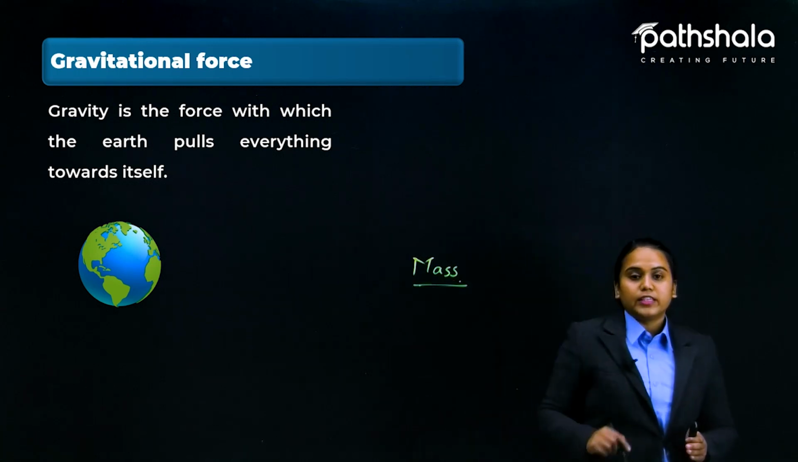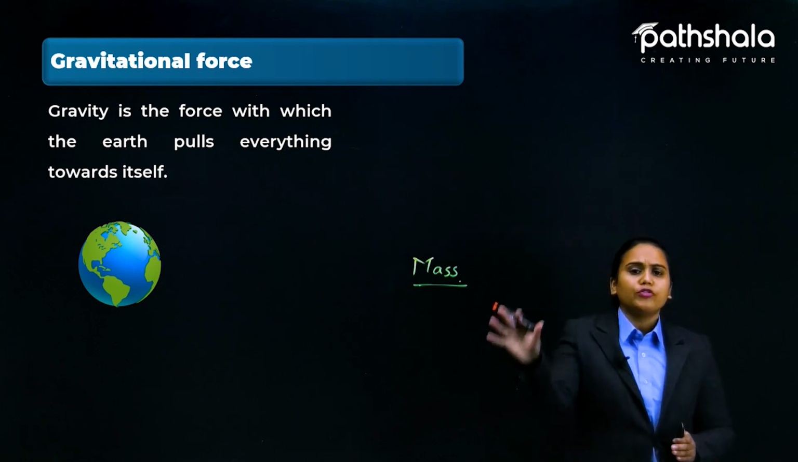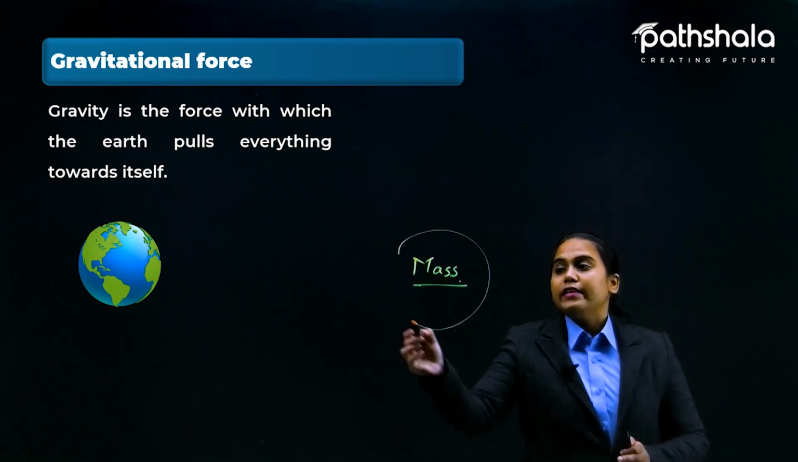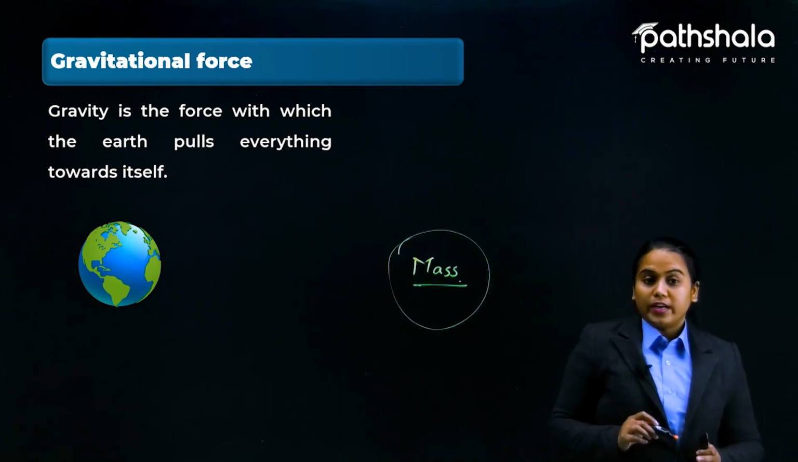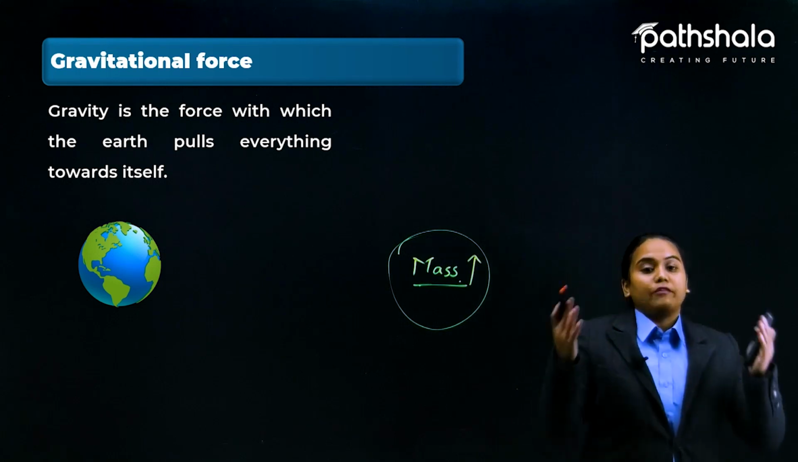Now, this factor is very, very important, because any object in this whole universe has a mass. It's actually providing the gravitational field around itself. And the more the mass, the more the gravity.